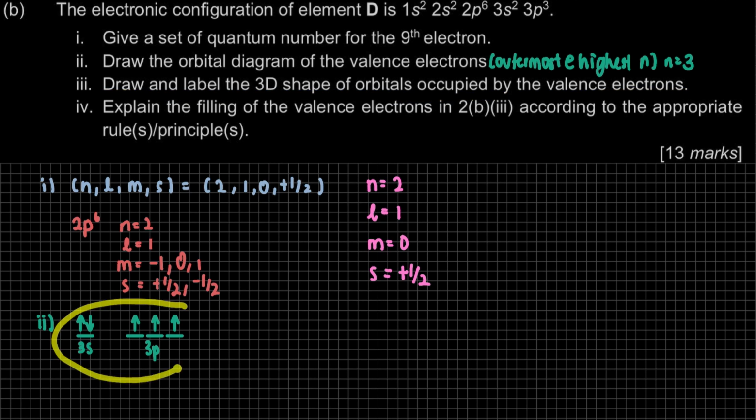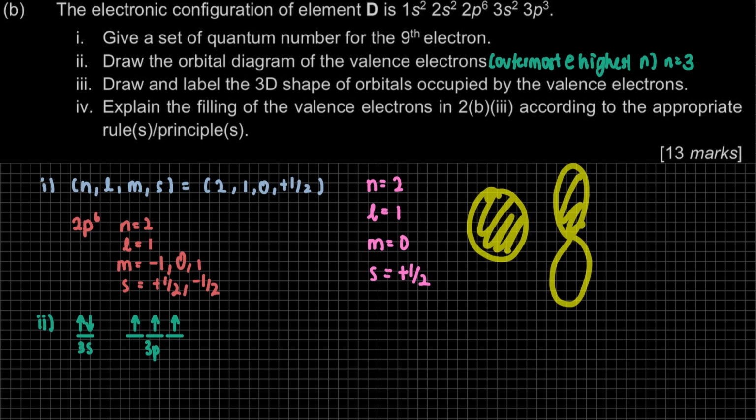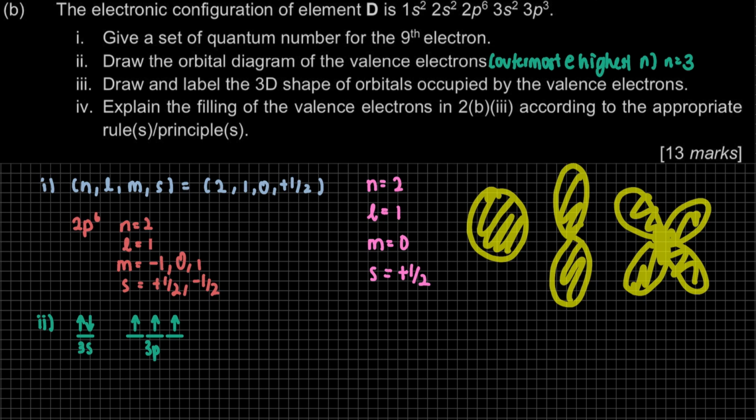Question C, draw and label the 3D shape of orbital occupied by the valence electron. So this is the orbital diagram. What does it mean, the 3D shape of orbital? Again, we have the s orbital, spherical, the p orbital, dumbbell, the d orbital, clover leaf shape. Based on the question, they ask you to draw the orbital occupied by the valence electron, again our highest N, N equal to 3. Again, we have 3s2, 3p3.